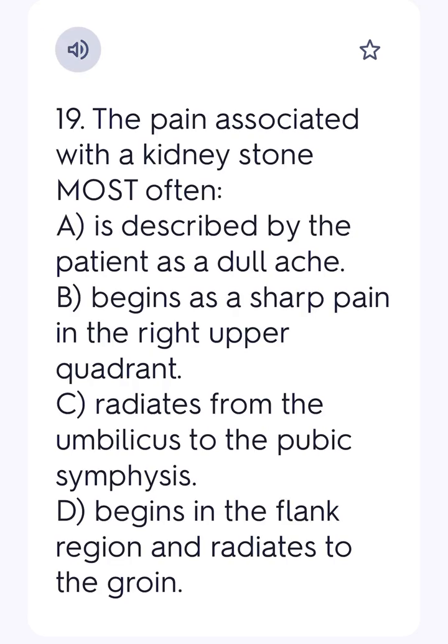19. The pain associated with a kidney stone most often, A. is described by the patient as a dull ache. B. begins as a sharp pain in the right upper quadrant. C. radiates from the umbilicus to the pubic symphysis. D. begins in the flank region, and radiates to the groin. Ans. D.